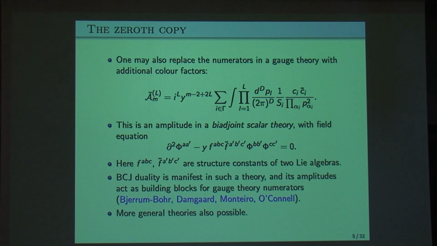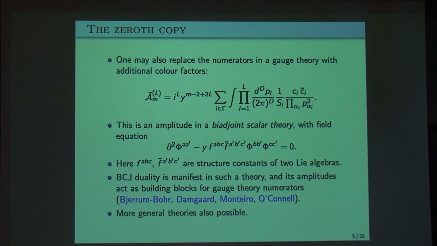Now, one of the reasons these theories are interesting is that BCJ duality is actually manifest in this theory. The cubic Feynman rule involves a product of two structure constants. So every time you have a Jacobi identity for one set of structure constants, you'll also have one for the other, because every diagram at every vertex will involve a product of these two things.